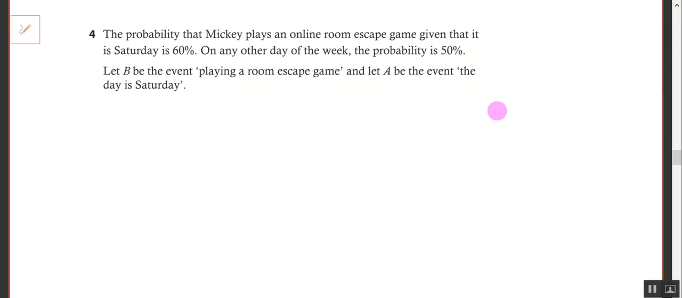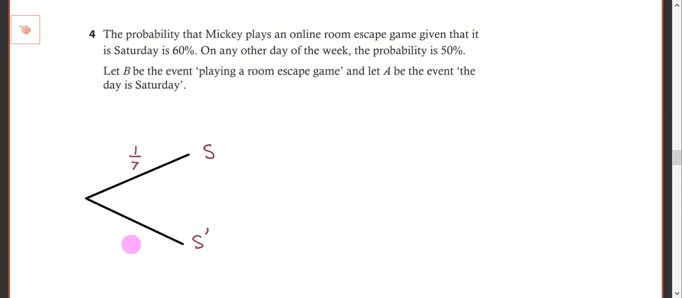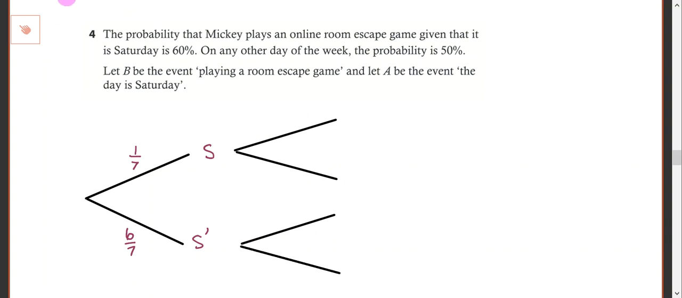Probability that Mickey plays an online room escape game that is Saturday is 60%. So this I chose for a particular reason. Would you just like to have a go yourself now? Yeah. Go for it. So the first event, being event A, is the choice of day. So it's Saturday or not Saturday. If it's Saturday, it's 1 from 7. If it's not Saturday, it's 6 from 7. Okay? The second event, event B, is whether we play the game or don't play the game. So however you want to do that. So game, not game.